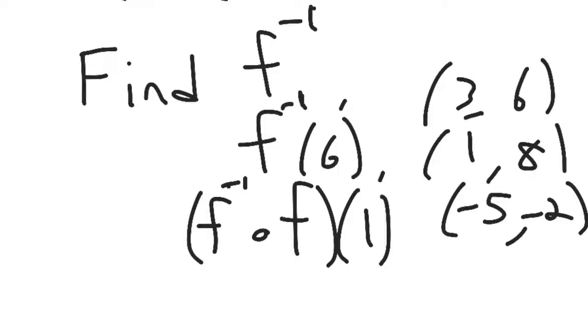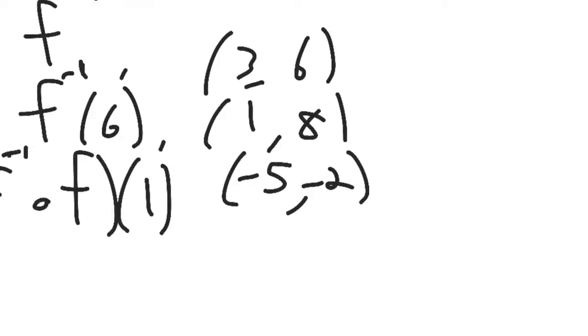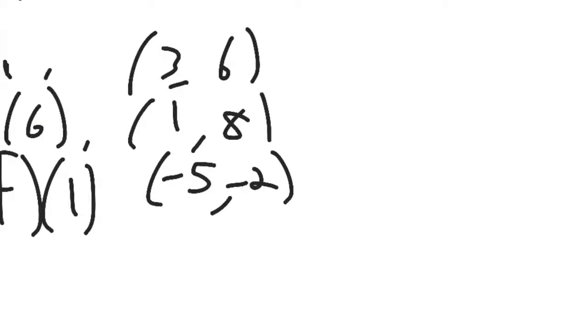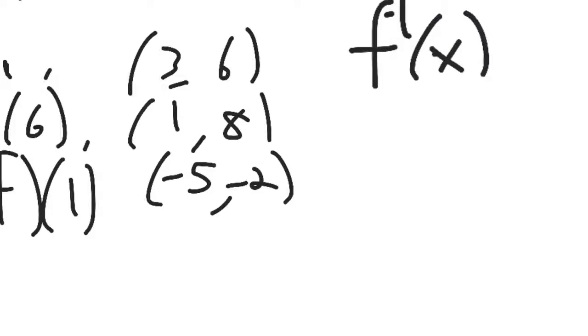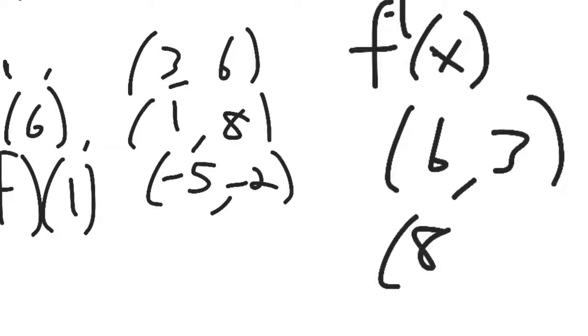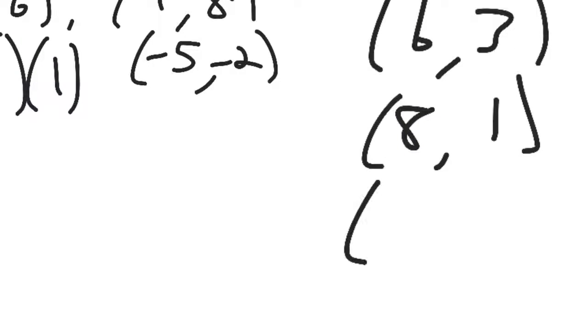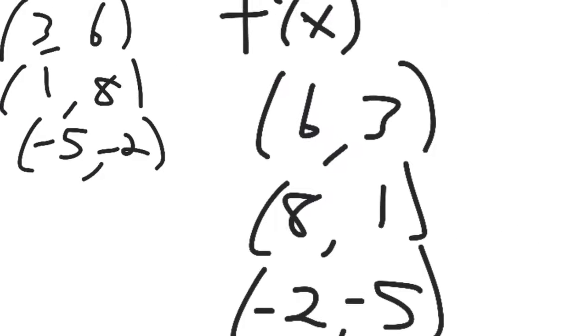To find the inverse, an inverse function just means the domain and the range have been switched. The domain is the x, and the range is the y. So the inverse of this function is going to be 6, 3, 8, 1, and then -2, 5. I just switched the roles of x and y. Okay, there's our first part.